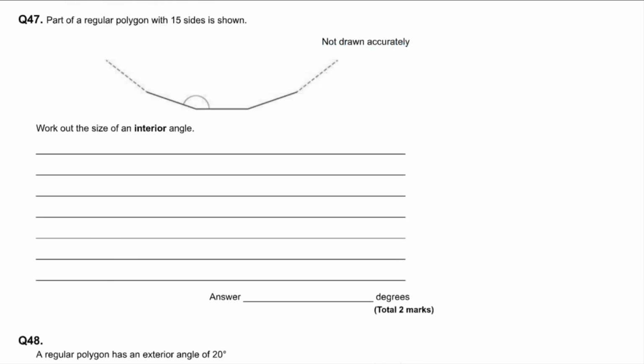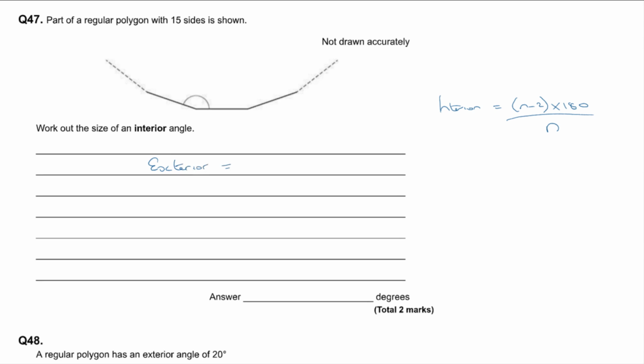Question 47, part of a regular polygon with 15 sides is shown. Work out the size of an interior angle. Now there is a formula for a regular interior angle, and it is n minus 2, the number of sides take away 2, the number of triangles inside your shape, times 180 divided by n. That's quite a complex formula. I don't like using that formula. I tend to work out the exterior angle because it's easier.